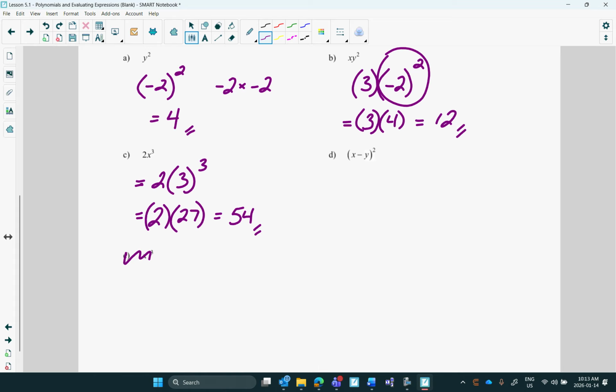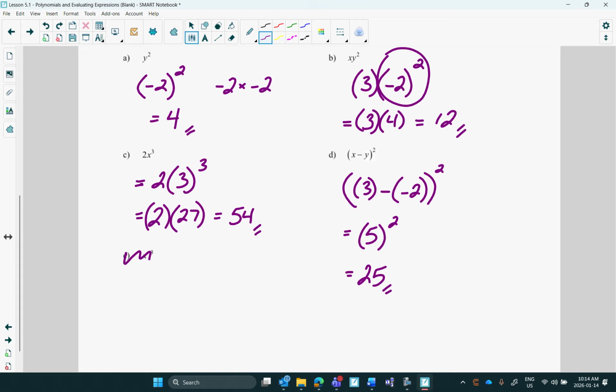And then finally, instead of x, I put 3, minus, instead of y, I put -2, squared. Positive 5 inside, and I still have to square it. 25. Okay? So that's the first thing we're going to learn, how to actually evaluate these things, which we've done.